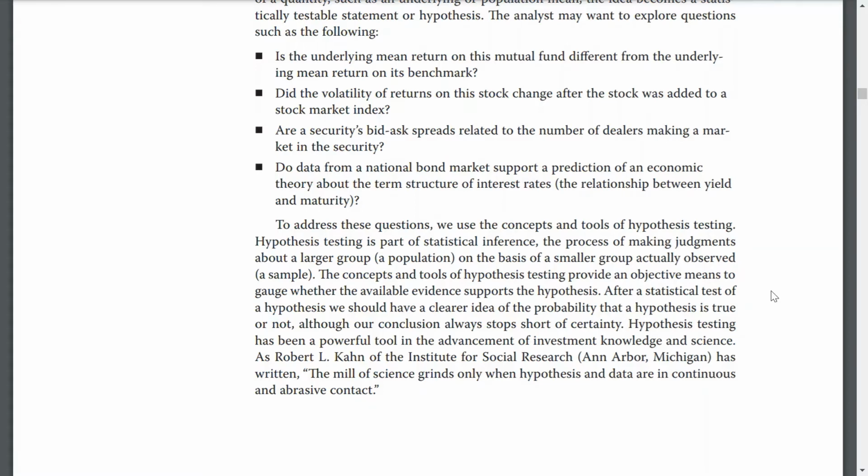Hypothesis testing is a statistical inference, the process of making judgments about a larger group, a population, on the basis of a smaller, actually observable sample. The concept and tool of hypothesis testing provides an objective means to gauge whether available evidence supports the hypothesis.